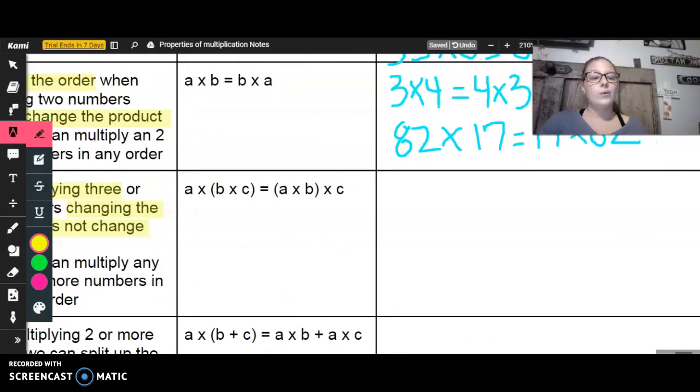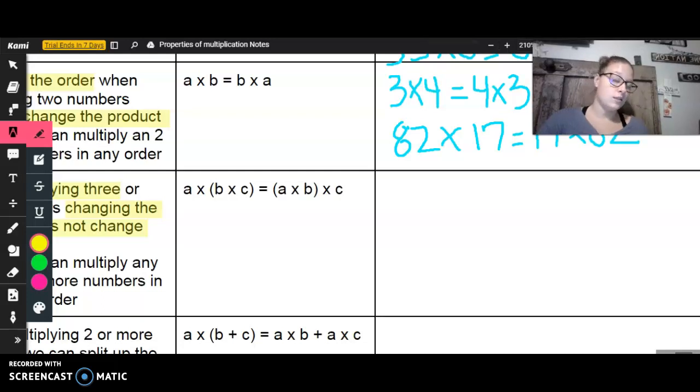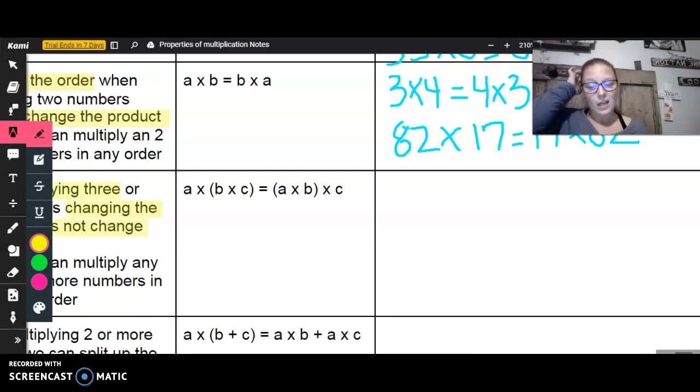So the parentheses are really important, because if we remember PEMDAS, or "please excuse my dear Aunt Sally," we have parentheses, exponents, multiplication, division, addition, and subtraction. And so versus the parentheses. So we always start by multiplying what's in the parentheses first.